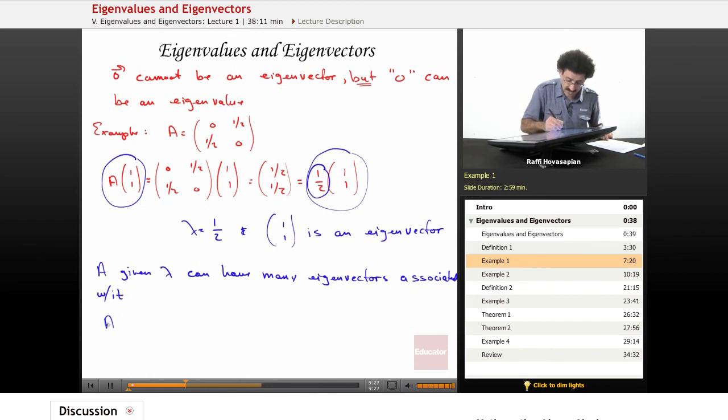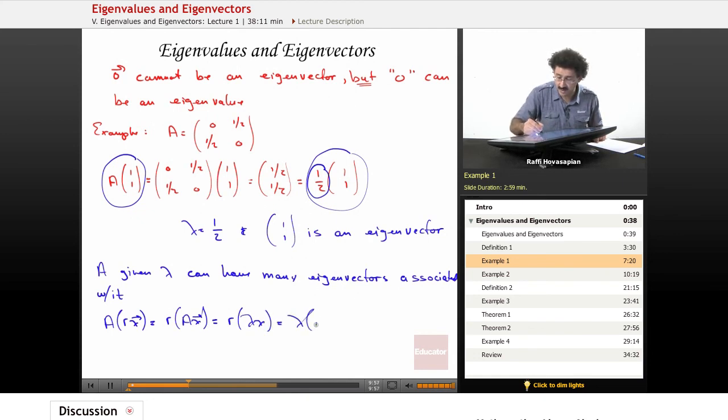Well, if I take A times some number r times x, if I just take any vector x and I multiply it by any number, that's an infinite number of vectors that I can get, and then if I multiply that by A, well, we can reverse this. We can do r times A times x is equal to r times lambda x, because A of x is equal to lambda x, right? Lambda is an eigenvalue. Well, that's equal to lambda times r of x.